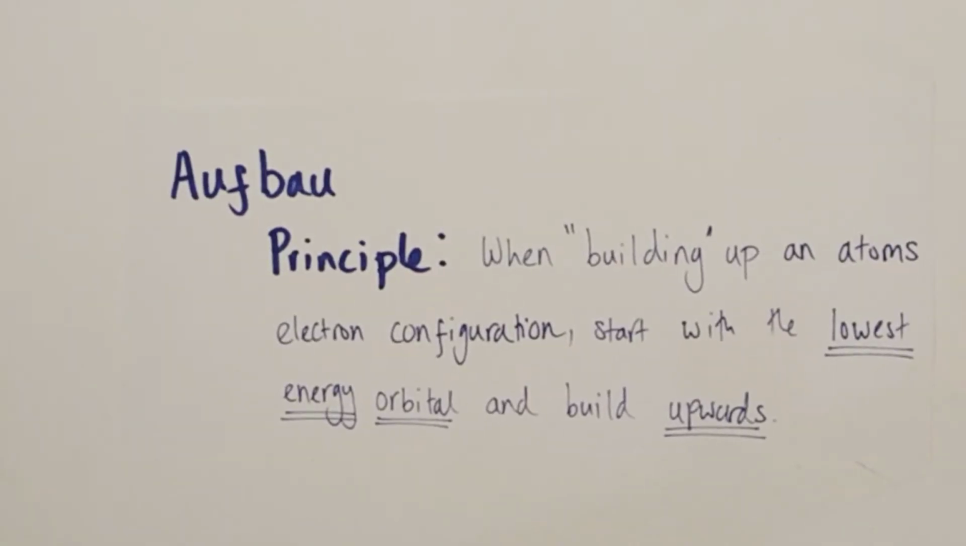Now, I know you're probably champing at the bit to get stuck into these electron configurations, but I want to introduce 3 simple rules we're going to use to ensure we do this successfully. The first is known as the Aufbau principle. Aufbau is a German word for building or building up. So when we're building up an atom's electron configuration, we're going to make sure we start with the lowest energy orbital first and build upwards from that foundation point.